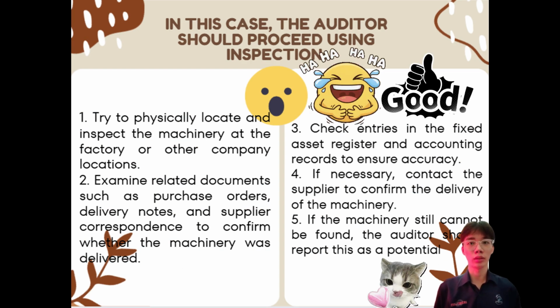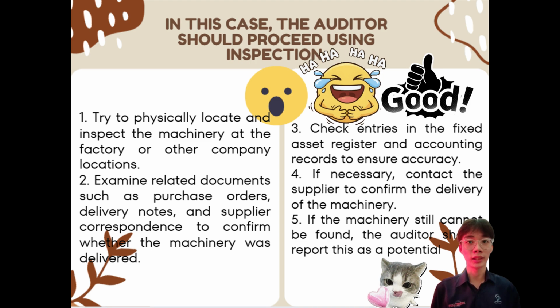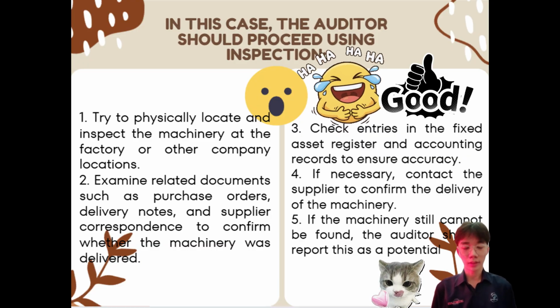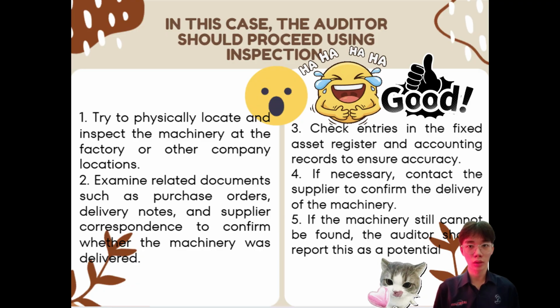So in this case, the auditor should proceed using inspection. The first one is trying to physically locate and inspect the machinery at the factory or other company locations. The second is examining documents such as purchase order, delivery order, and the supplier correspondence to confirm whether the machinery was delivered. The third one is to check the entries in the fixed asset register and accounting records to ensure accuracy. The fourth one is, if necessary, contact the supplier to confirm the delivery of the machinery.